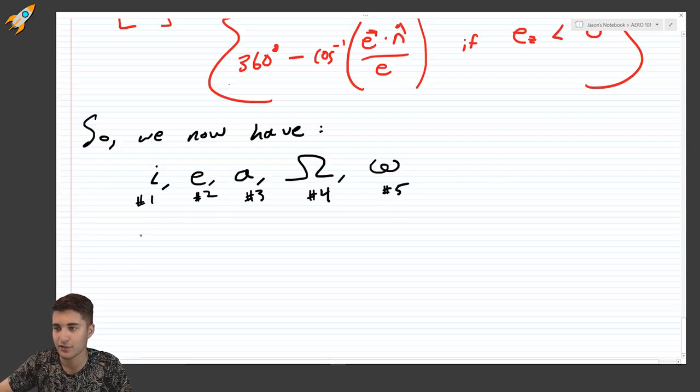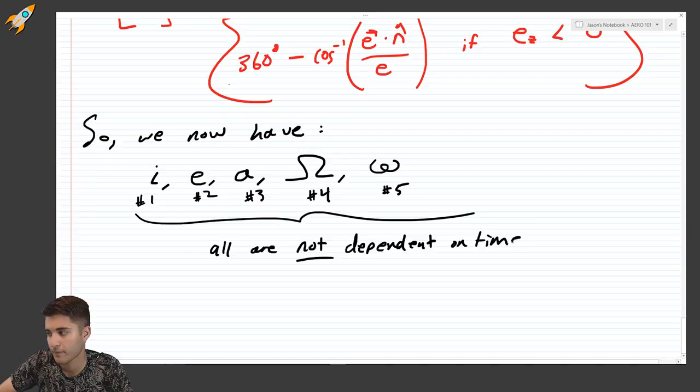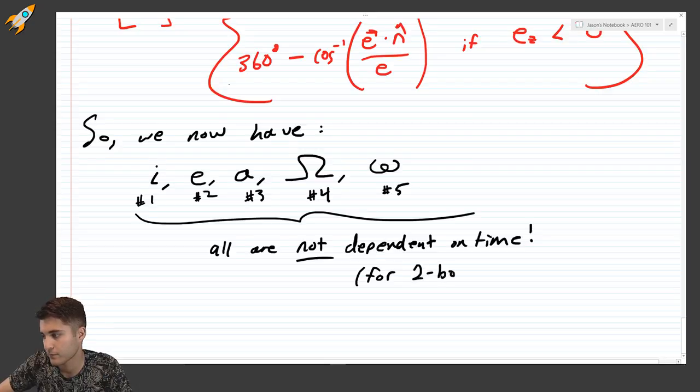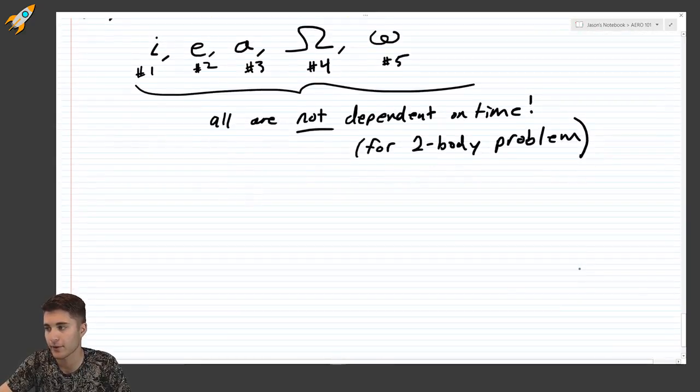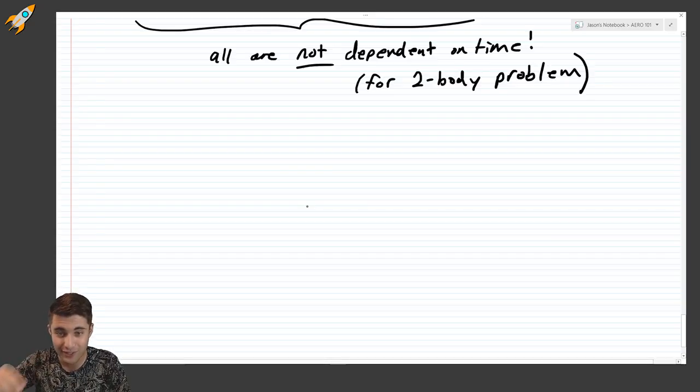But here's the cool part, right? All are not dependent on time. For the two-body problem. So, we need, finally, some parameter that is a function of time to let us know where we are along the orbit, right?